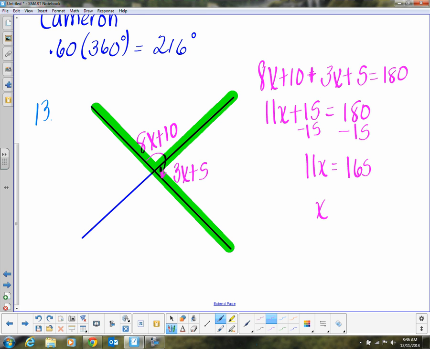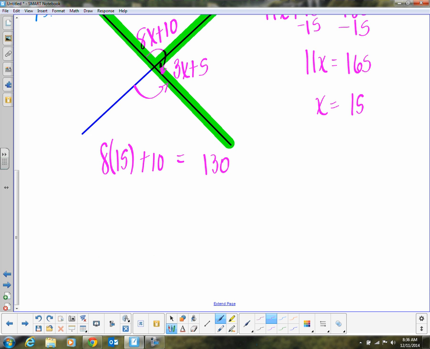Quiet. I need you quiet. You're wasting your time. Now, if you get x equals 15, I guarantee you that this will be an answer. But that's not what they asked for. They asked for the measure of BED. This is BED. So what do you substitute 15 for? 8 times 15 plus 10 is equal to 130.